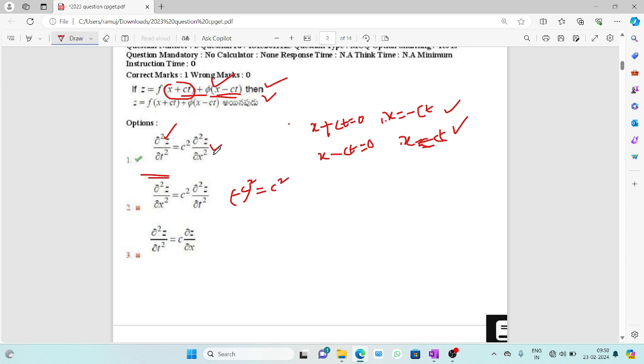Then del square z by del x square, where the coefficient of x is 1. So c square is equal to c square. The first condition is satisfied. Similarly, I will check the second condition.